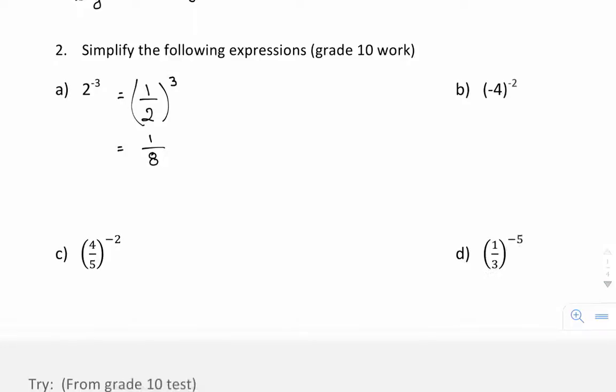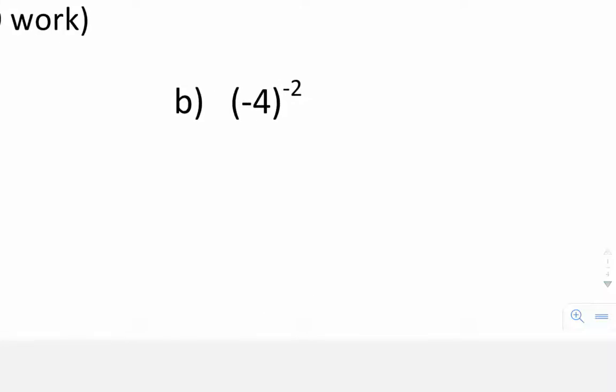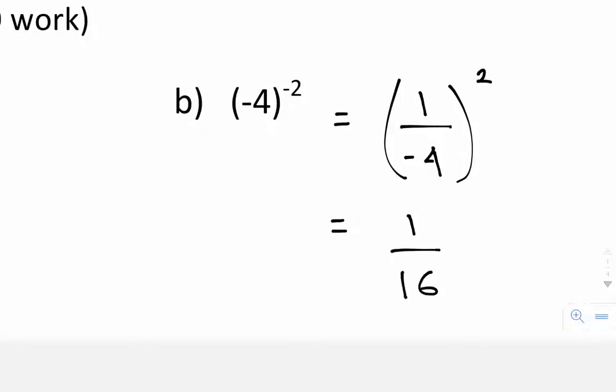For B, same thing. I'm going to reciprocate my base, so I have 1 over negative 4, all to the exponent of 2. 1 squared is 1, negative 4 squared is 16, and we're done.